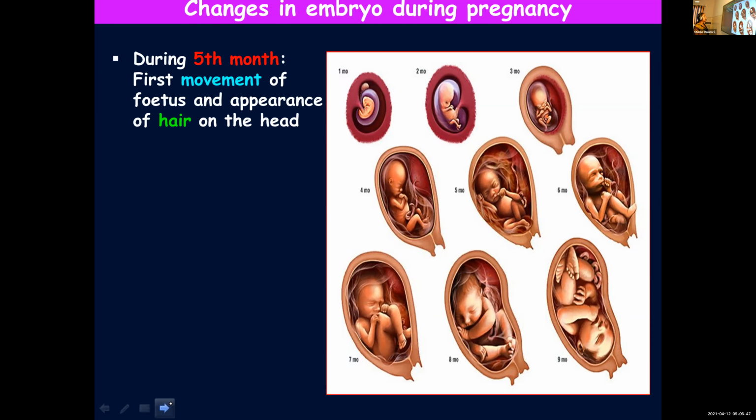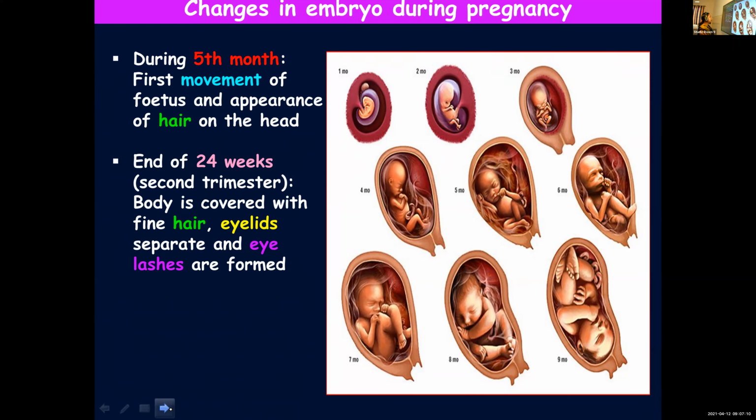And after 5 months, during the 5th month, the baby starts to move inside the mother's womb, and the mother can feel it. The mother can feel the movements of the baby inside the womb, and hair starts appearing on the head of the baby.